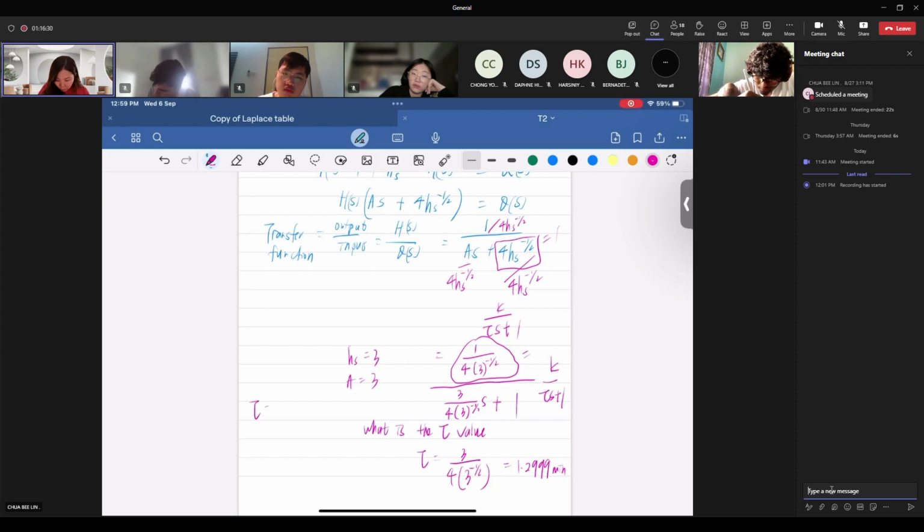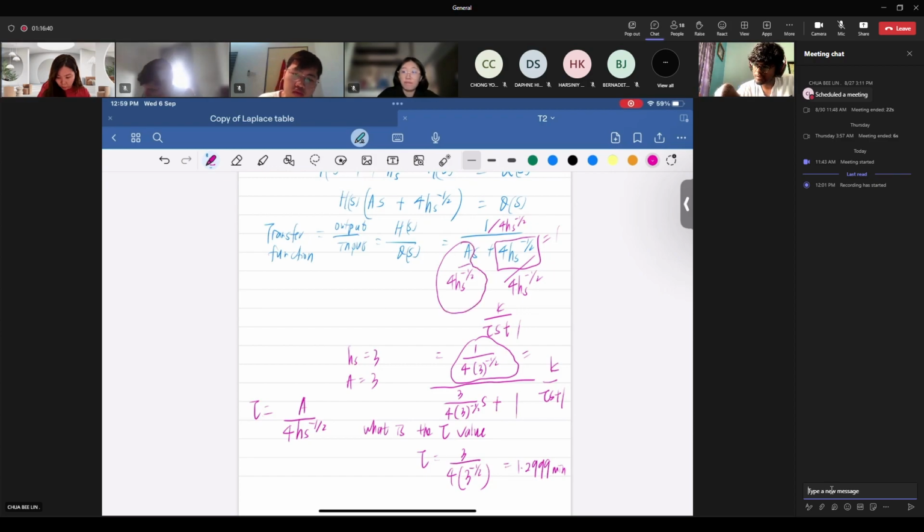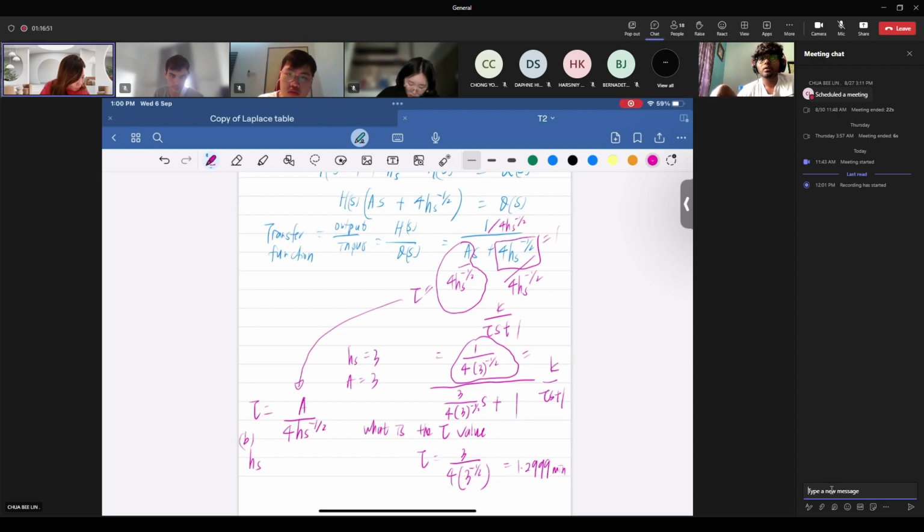So what is your tau formula? Your tau is 3a over 4 h_s to the power of negative 1 over 2, based on this. Okay, now the h_s for part b changes to a value of 9. Your a remains the same, given as 3. So your tau is now 3 over 4, 9 to the power of negative 1 over 2. Use your calculator, you will get the answer 2.25 minutes.